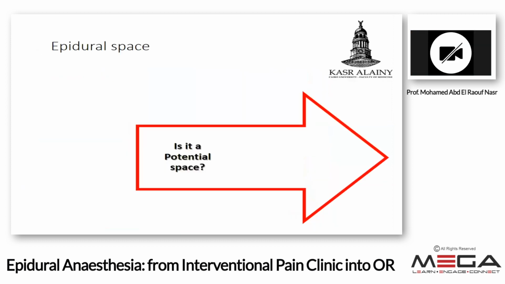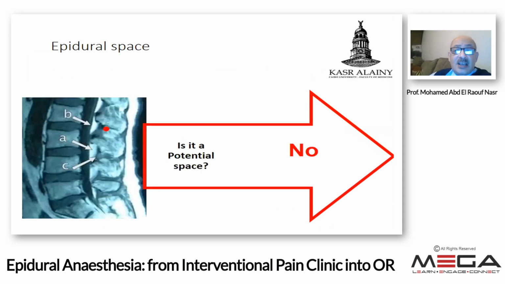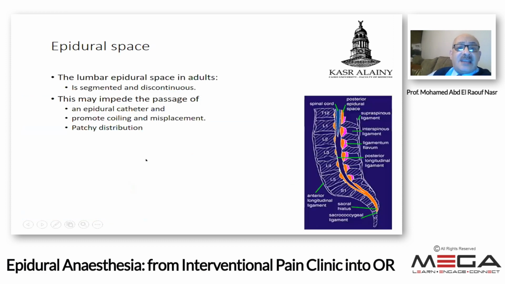So is it a potential space? If we are doing our epidural opposite this space, it is not a potential space. We have a clear anteroposterior diameter, and you can measure it by MRI. It's 0.4 to 0.6 millimeters, even extending to 1 centimeter. And again, if you are doing the epidural opposite the bones and lamina, yes, it is a potential space. So actually, we can say that the epidural space is segmented and discontinuous among patients.